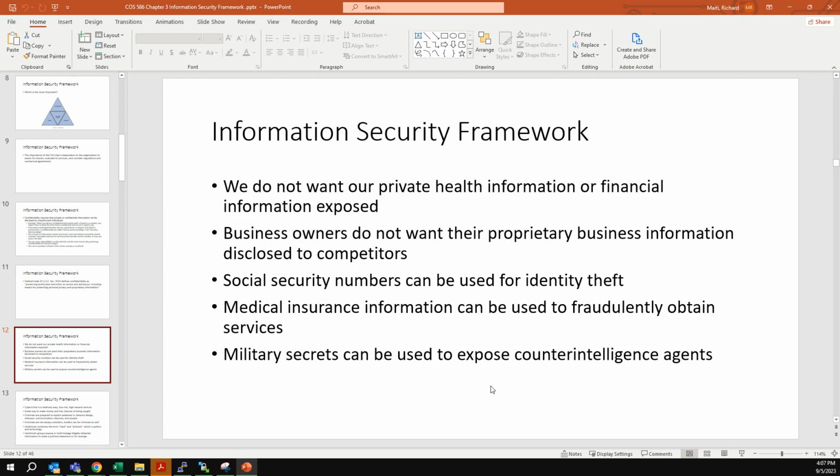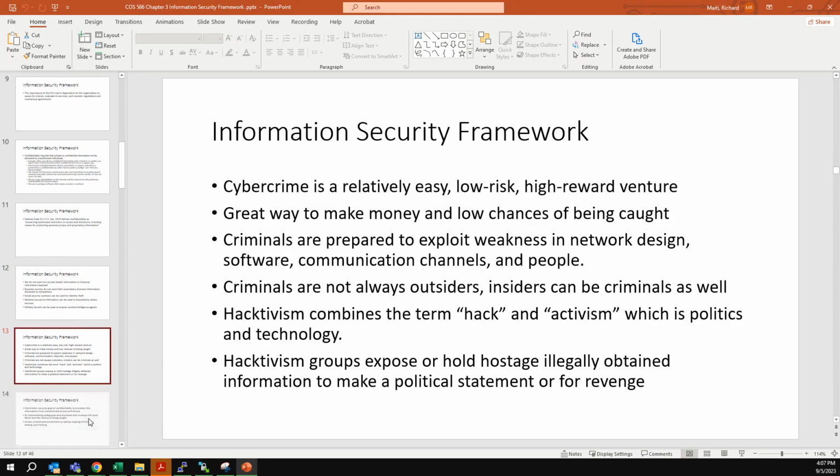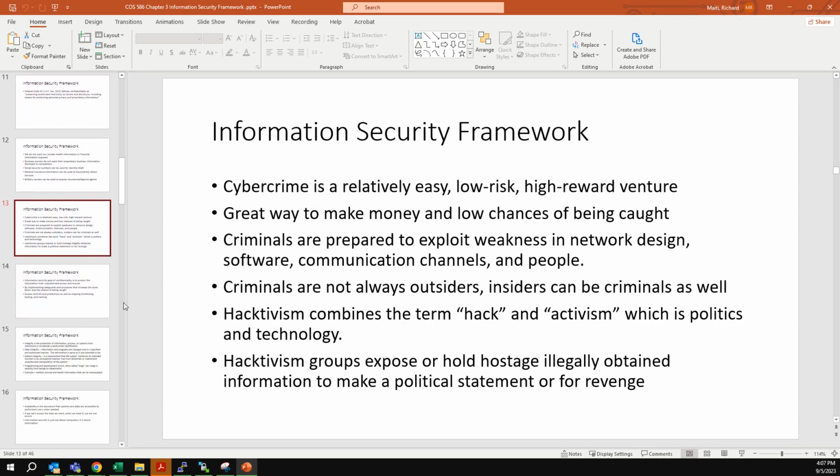You don't want your private health information and financial information to be disclosed. Business owners don't want their information to be disclosed. Social Security, medical insurance, and so forth, and military secrets, those have to be confidential information.